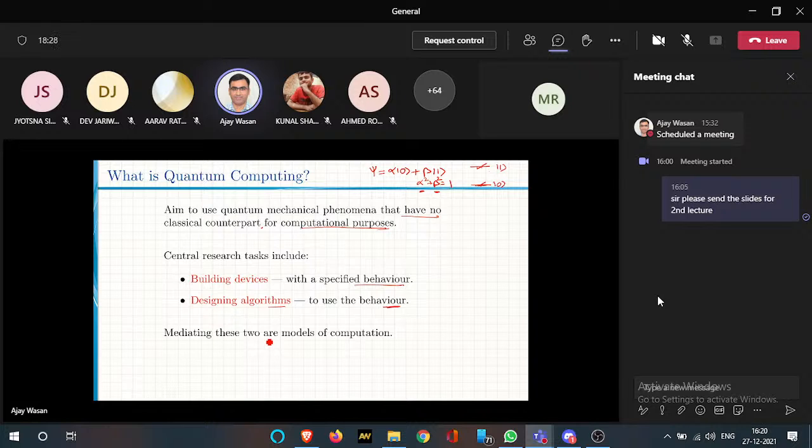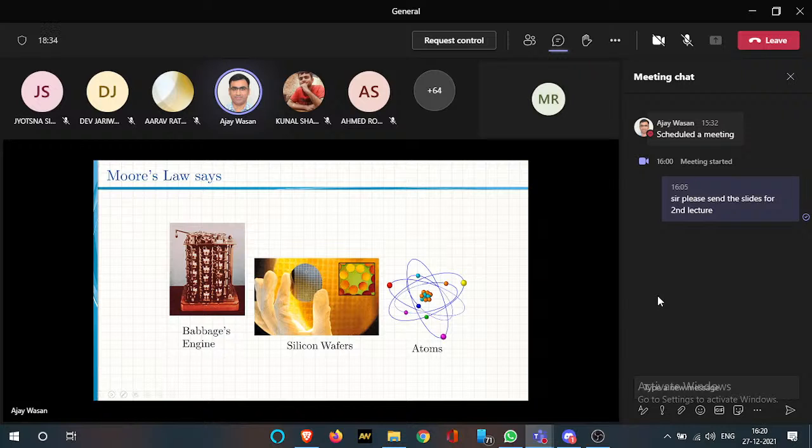Mediating these two is the model of computation. Here I'm showing the Babbage engine, the silicon wafer, and the atom. If you search Wikipedia for the Babbage engine, it was made by Babbage, and I think near about 1850 he tried to make it, but he could not complete it. It was finally made in 2002, this century, in the UK. It took almost 150 years. You can find out on the net.